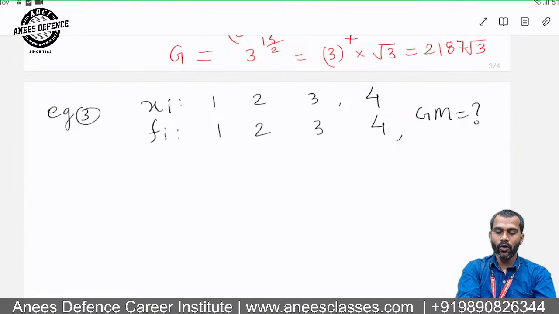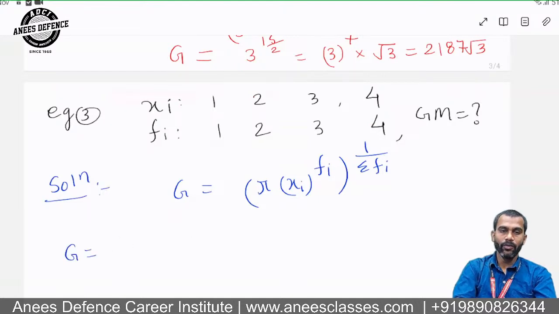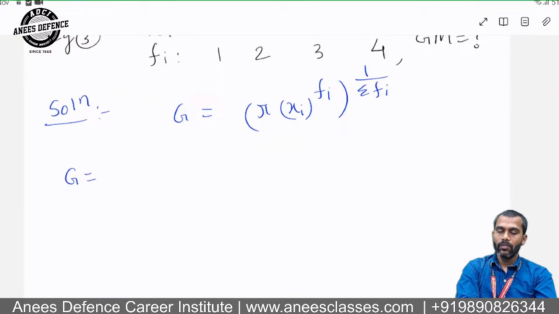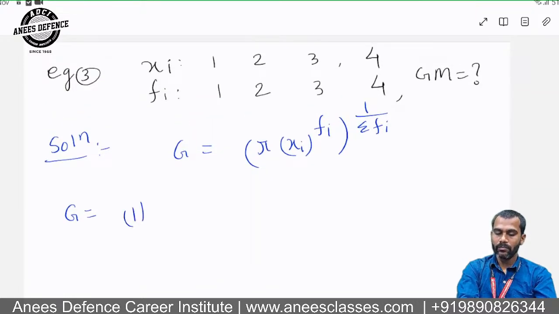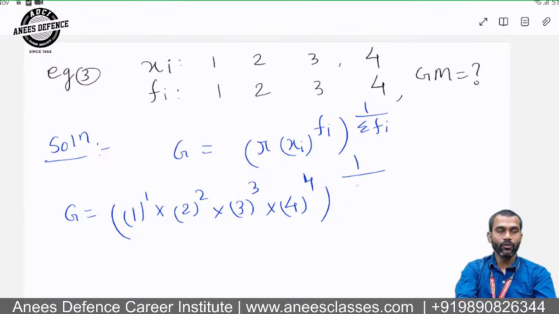What is the formula? G is equal to what? G is equal to the product of xi raised to fi whole power 1 by summation fi, isn't it? So pi means product, we already know. What I can do, x1 raised to f1, which is 1 raised to 1 into 2 raised to 2 into 3 raised to 3 into 4 raised to 4, and whole power 1 by 1 plus 2 plus 3 plus 4, that is 10. Yes or no? Summation fi.